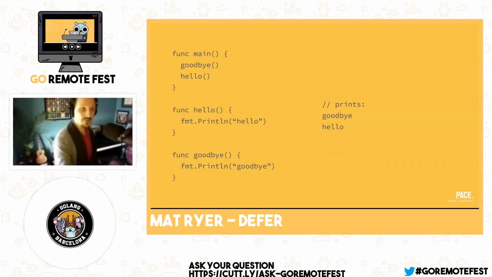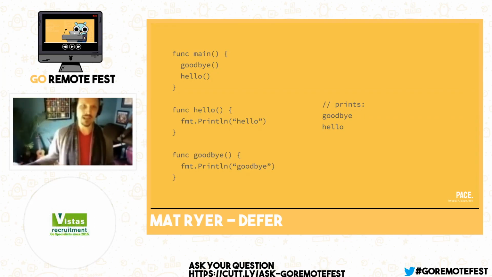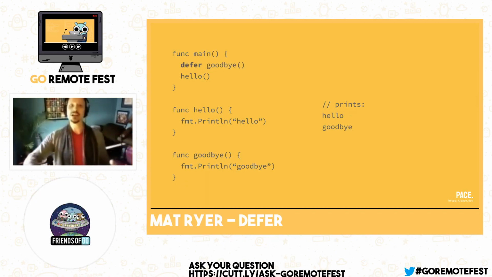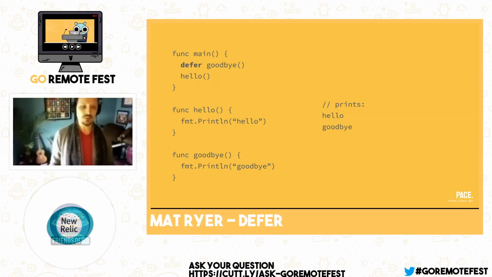Here's an example. So we've got some code here calling two functions, goodbye and hello. And since I'm calling them in that order, they print out in that order. So if I were to change this to put a defer in, that actually flips the order around. And essentially what's happening is that the goodbye call is being deferred until the end of our function main, at which point it is then executed. And so just broadly speaking, that's it really for defer.